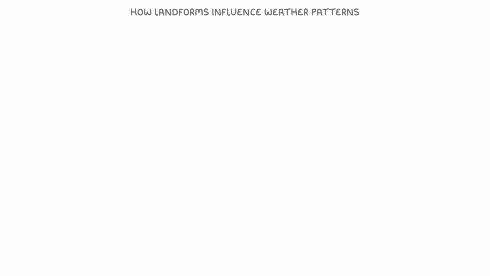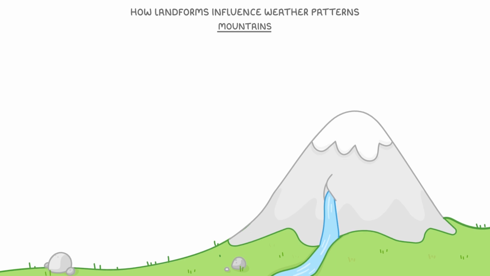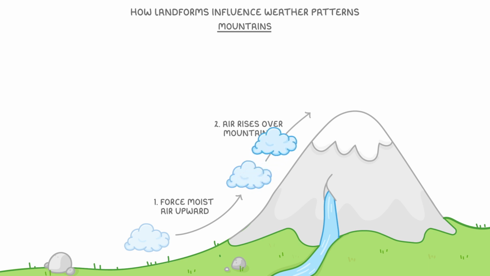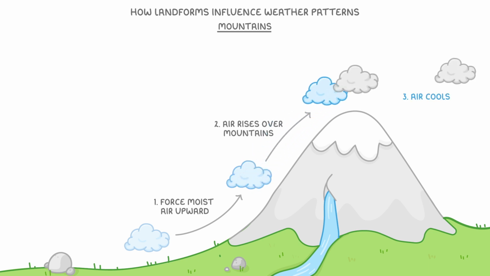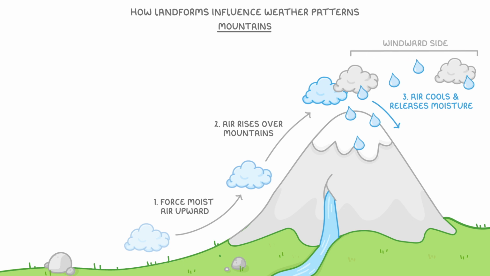Next, let's explore how landforms influence weather patterns. Starting with mountains, these dramatically affect weather by forcing moist air upwards. As the air rises over mountains, the air cools, and it then releases moisture as precipitation on the windward side, which is just the side that faces the wind.